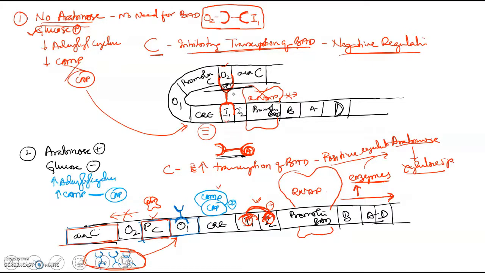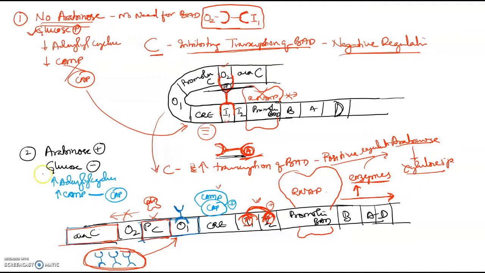Now in the second scenario, what will happen when arabinose is present? This arabinose will come and bind with C. It will change the structure of C and it will release the operator 2 site. Once the operator 2 site is released, this hairpin bend is converted into straightened DNA. When DNA gets straightened, then RNA polymerase can work appropriately, or its route gets cleared.